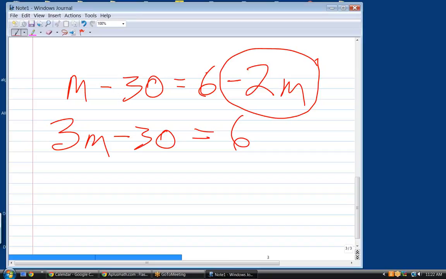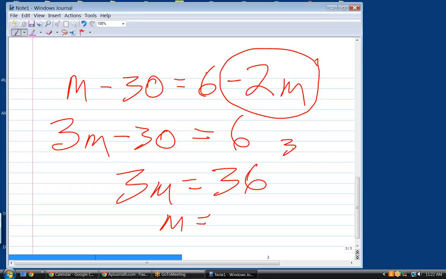You want to gather your variables on the same side, or the numbers. In other words, we had 2 choices here. We could divide each thing by 3, or we could move the number first. So the next line is going to be 3m equals what? 3m equals 36. Okay, what's m equal? I got to divide 36 by 3.